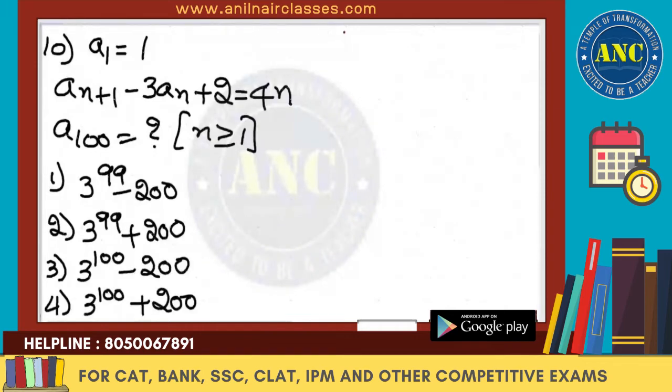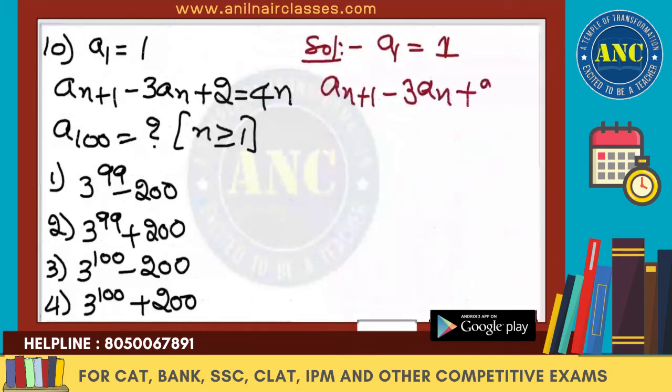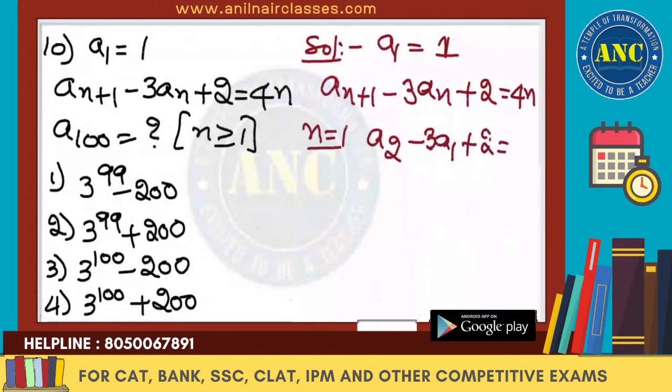a(n plus 1) minus 3a(n) plus 2 equivalent to 4n is given. So if I put n equivalent to 1, a1 plus 1 is 2. a2 minus 3a1 plus 2 equivalent to 4.